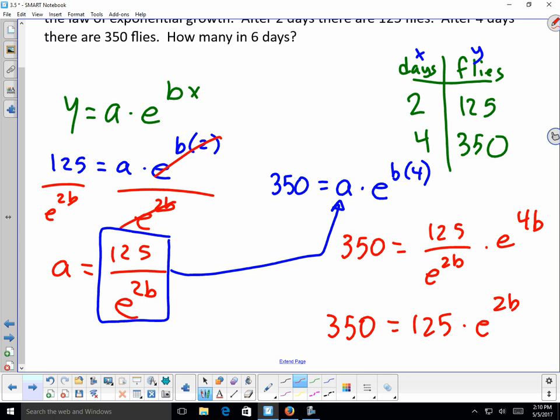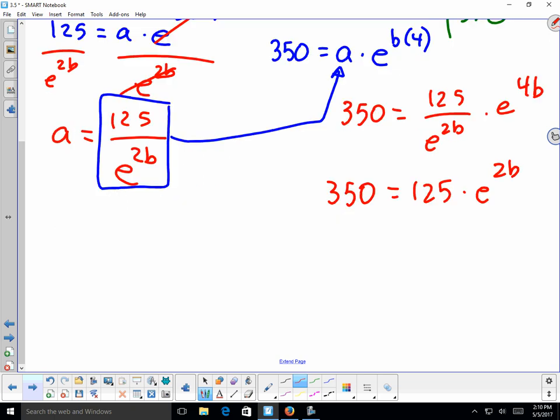And then what do you think we're going to do next here, Carter? You're going to divide. Divide by 125. So if I divide both sides by 125, what's 350 divided by 125? 2.8. Is that exact? 2.8 equals e to the 2b.